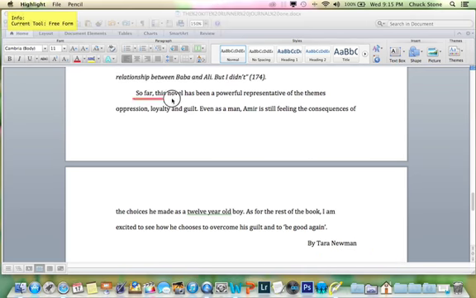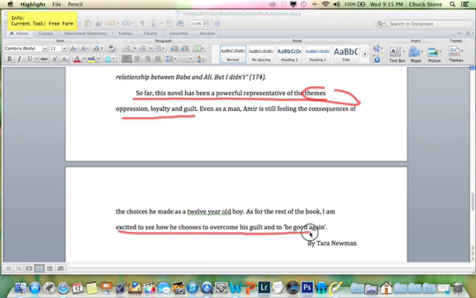So far, this novel has been a powerful representative of the themes. It's a restatement: oppression, loyalty, and guilt. Even as a man, Amir is still feeling consequences of the choices he made as a 12-year-old boy. As for the rest of the book, I'm excited to see how he chooses to overcome his guilt and be good again.